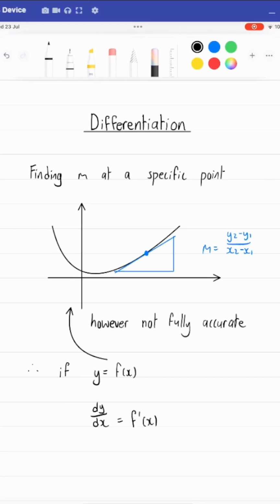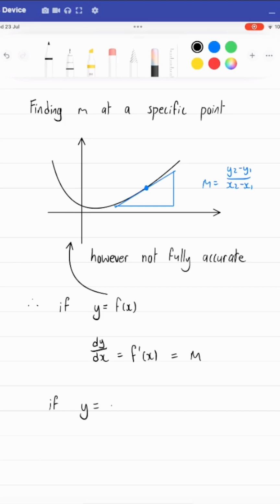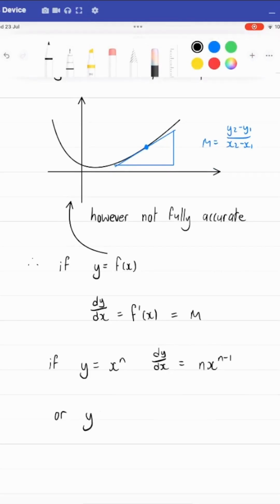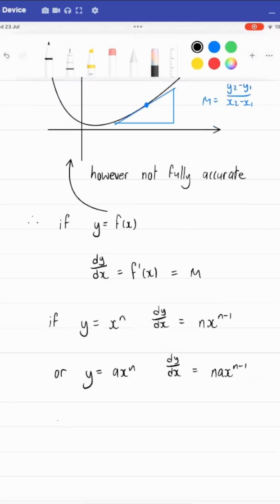This means we can find the gradient at any point by substituting in the x value. If we take this general form, then the gradient function is equal to the power multiplied by x to the power of the previous power minus 1. If there is a constant besides the x, then it doesn't change the rules used.